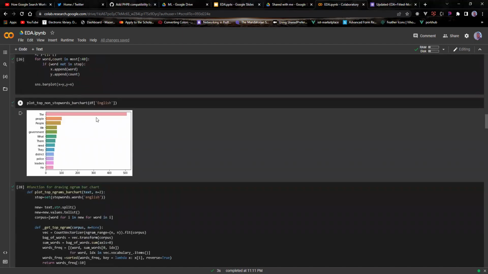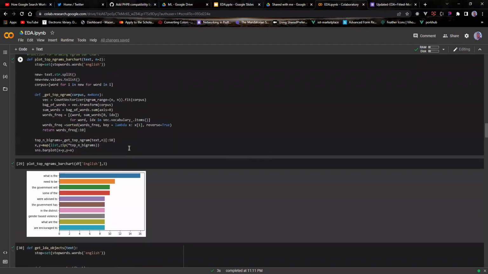Here we are getting the general view. For this plot, we are trying to get the general view of the most appearing words for English. You can literally do the same for Luganda. You can see there is the most appearing word with close to 500 counts in the entire corpus.